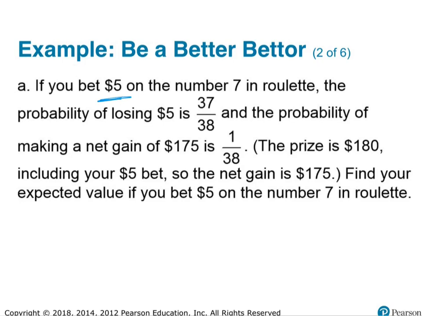If you bet $5 on the number 7 in roulette, the probability of losing the $5 is 37/38. Is that making sense? How many numbers around that roulette wheel? 36, and then 0 and double 0. So 38 total. So there's the numbers 1 through 36, and then there's the green 0 and the green double 0. You guys remember that?